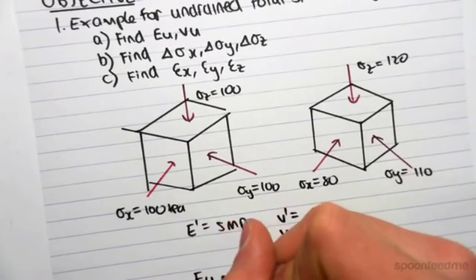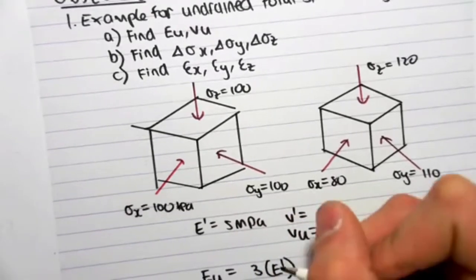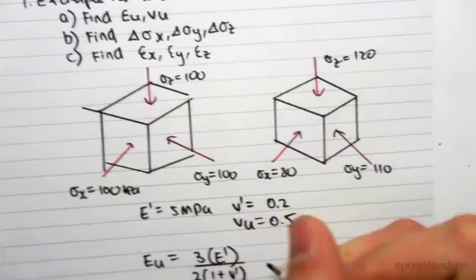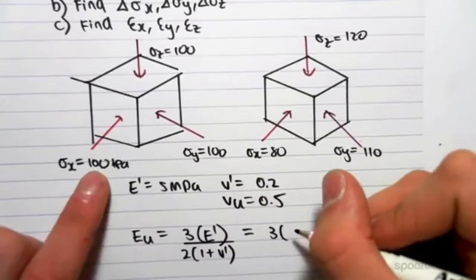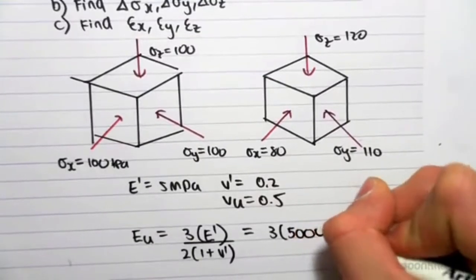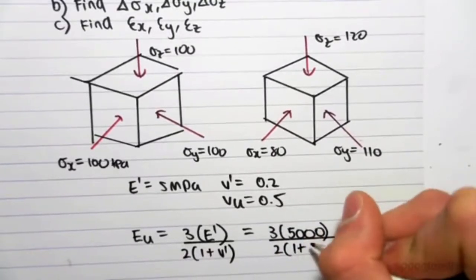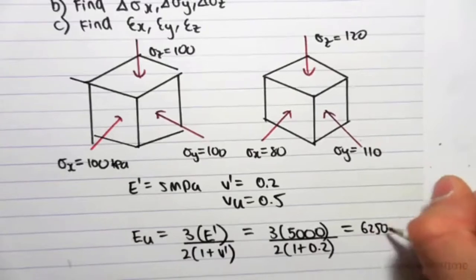So we know the formula in the previous video that EU equals 3 outside of E dash on top of 2 outside of 1 plus V dash. So we could sub the things in. That would be 3 outside of. Now it's given to us in MPa, but we're working in kPa, so we need to change that to kPa over 2 outside of 1 plus V dash is 0.2. So this would give us an answer of 15,000 over 2 times 1.2, so 6250, and that's in kPa.